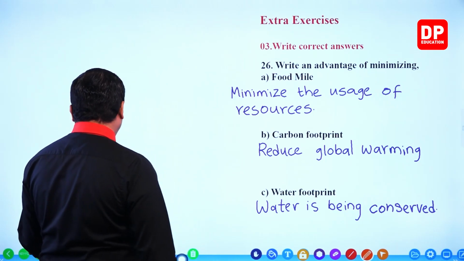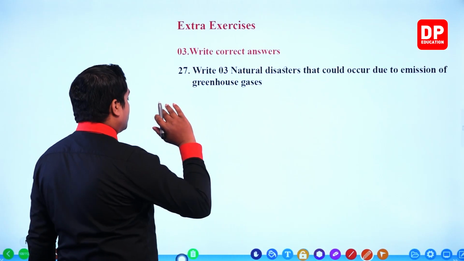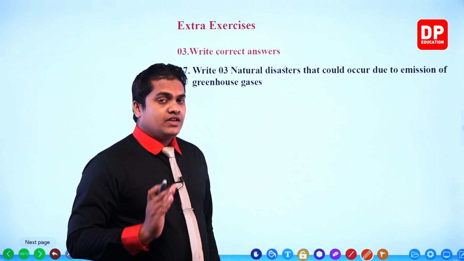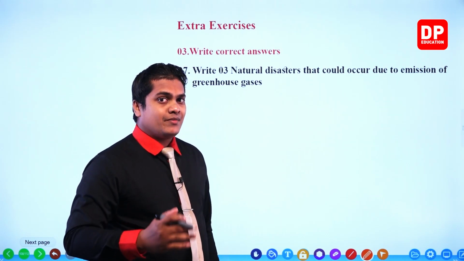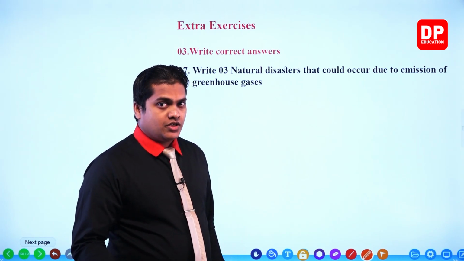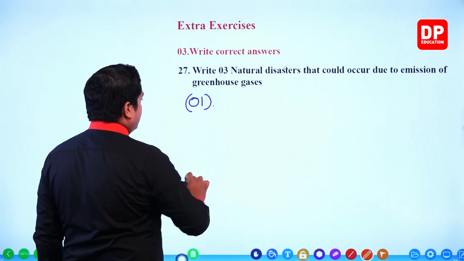Next one. Name 3 natural disasters that could occur due to emission of greenhouse gases. So you know that greenhouse gases are going to increase global warming. So when global warming increases, climatic changes will happen. So upon having climatic changes, my dear children, these kinds of natural disasters will occur.